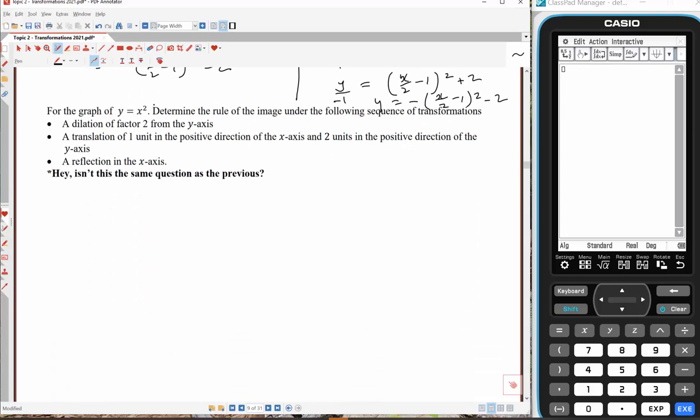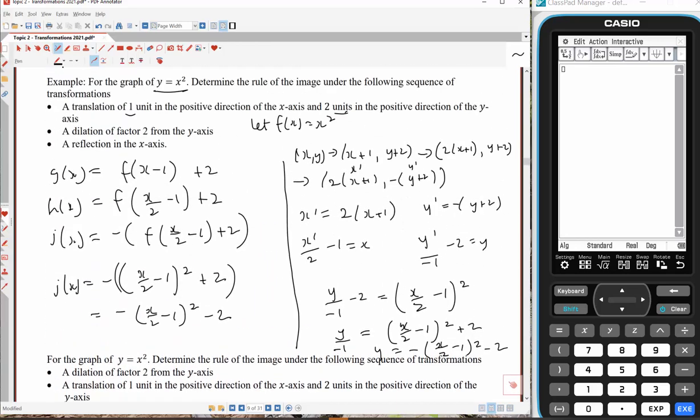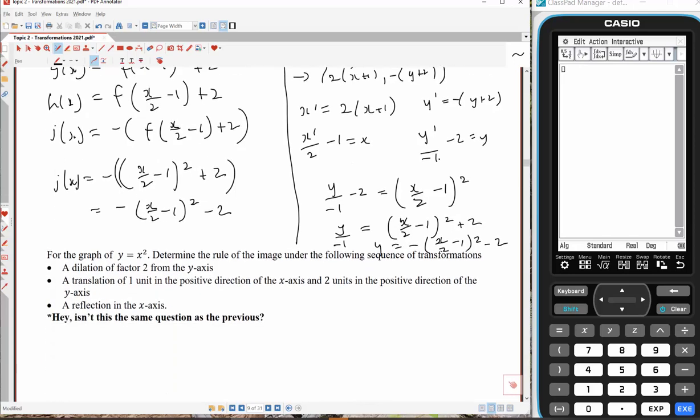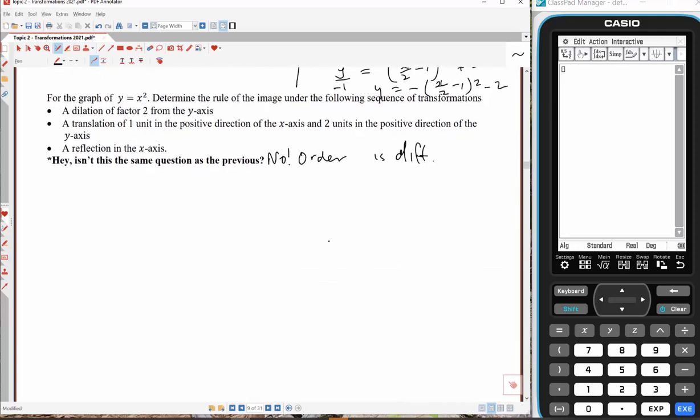Okay, so for the graph of y equals x squared, determine the rule of the image under the following sequence of transformations. We've got the dilation, translation, and reflection. And you'll note that these are the same transformations. It's a dilation factor 2, translation 1 unit in the positive direction, 2 units in the positive direction, so that's that one, and a reflection. The only thing is, no, they're not the same. Order is different. Okay, and order matters when we transform, generally speaking.